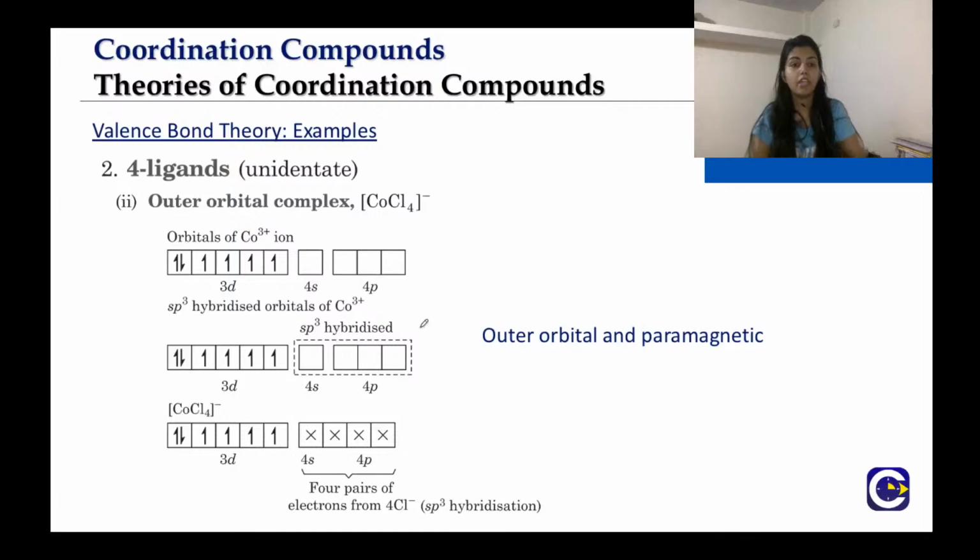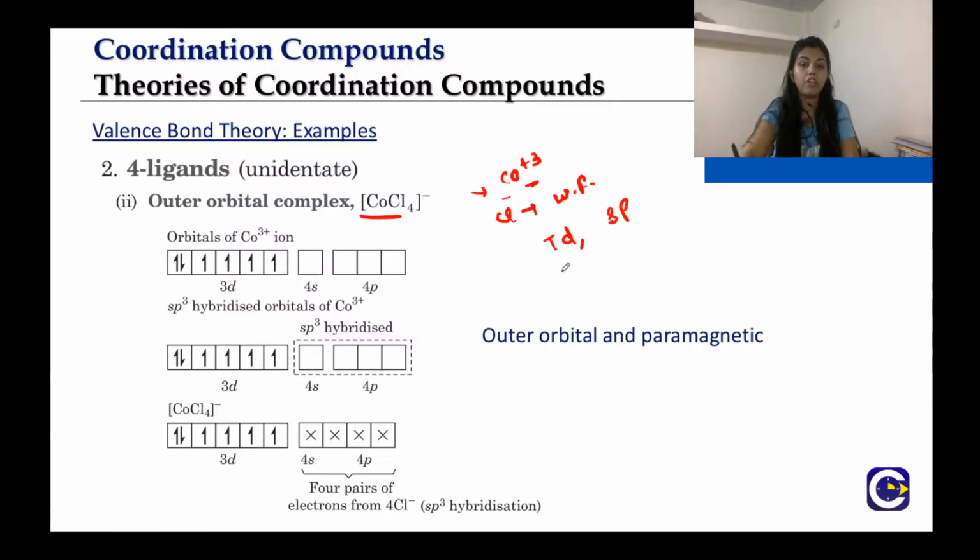Now next is the outer orbital complex, that is CoCl4 minus. Here cobalt is in +3 oxidation state. Cl is a weak field ligand. Coordination number equals 4, so either tetrahedral geometry or square planar geometry. For tetrahedral geometry we should have sp3, and for square planar we should have what? dsp2, right? Because it is a weak field ligand, it will not be able to pair up electrons.